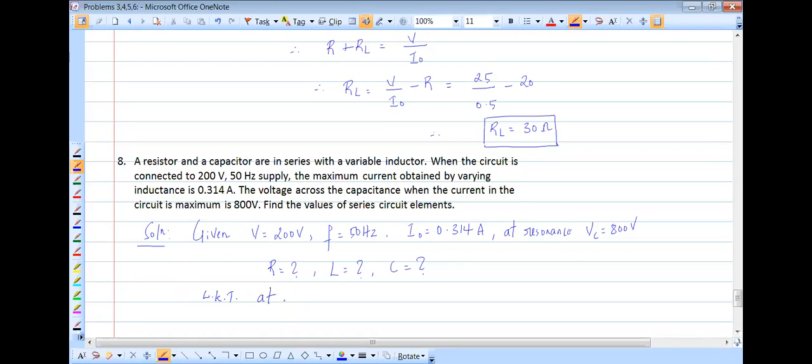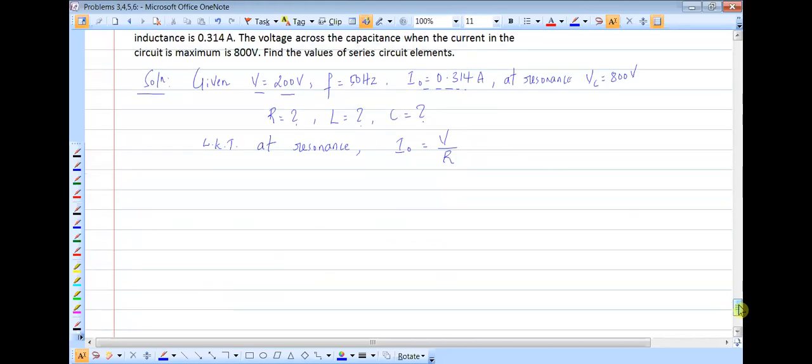I'm not interested in saying F equal to F naught because L is being variable here, not F. So we shall say, we know that at resonance, I naught, the maximum current, is given by V by R. V is given, I naught is given, so R can be found out. So this implies that our R is V by I naught.